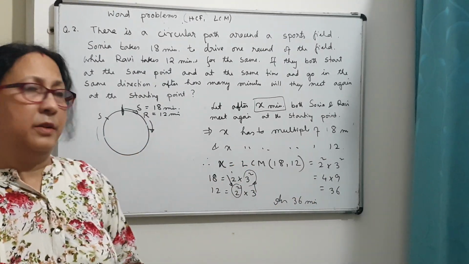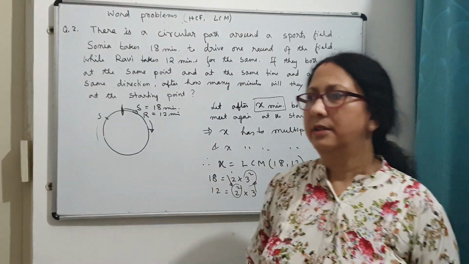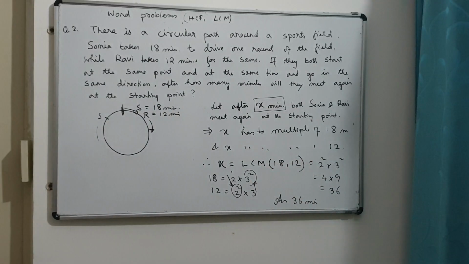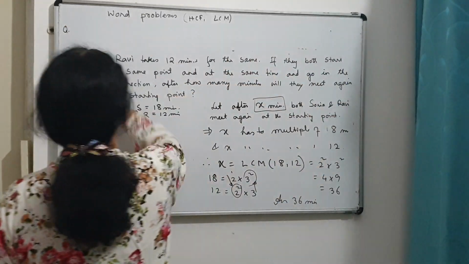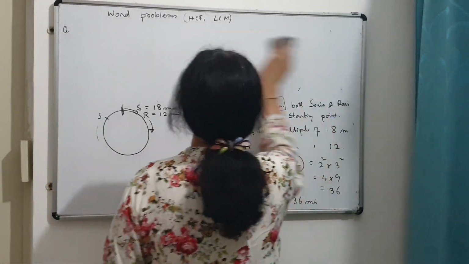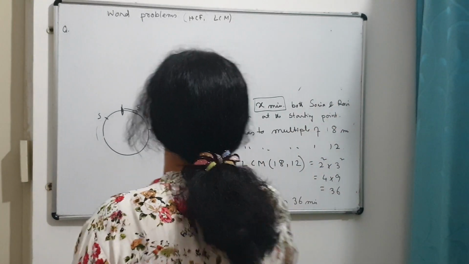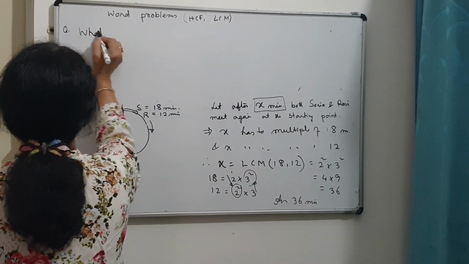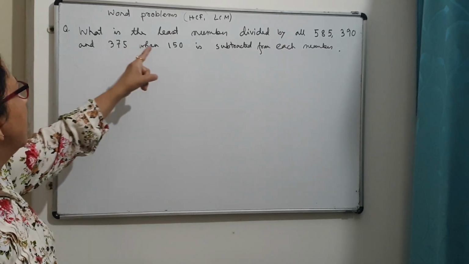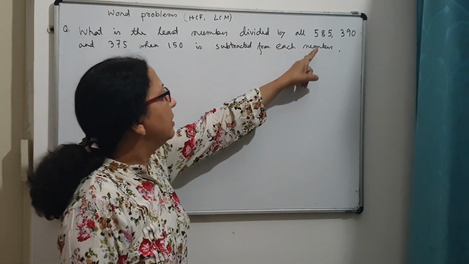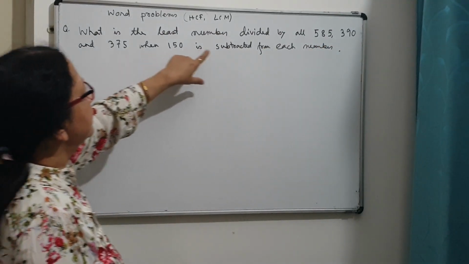Now let me explain some more problems which are not that direct. Okay, so next question. Next question is that what is the least number divisible by all of 585, 390 and 375 when 150 is subtracted from each number?